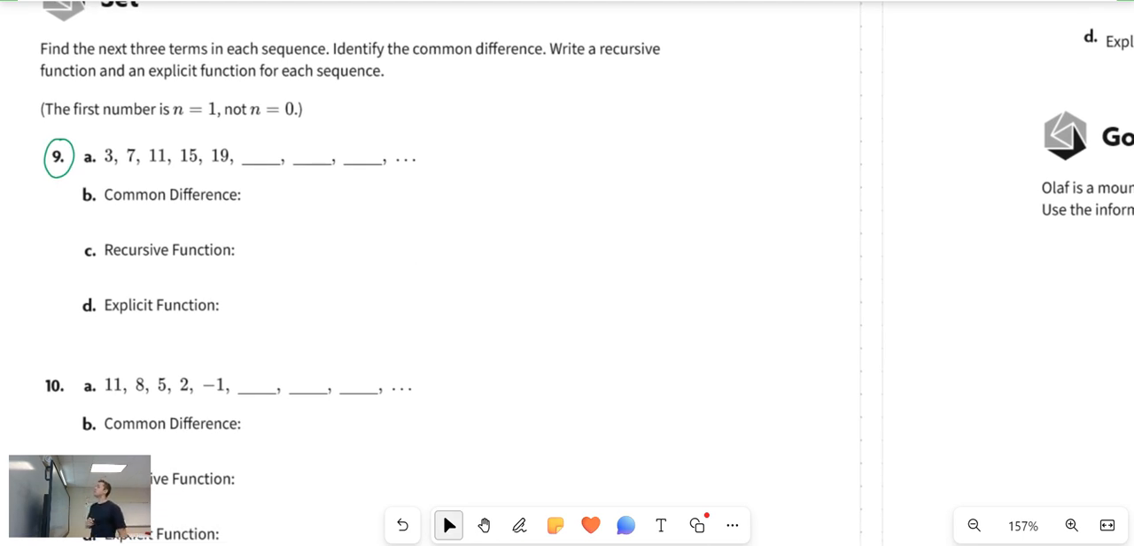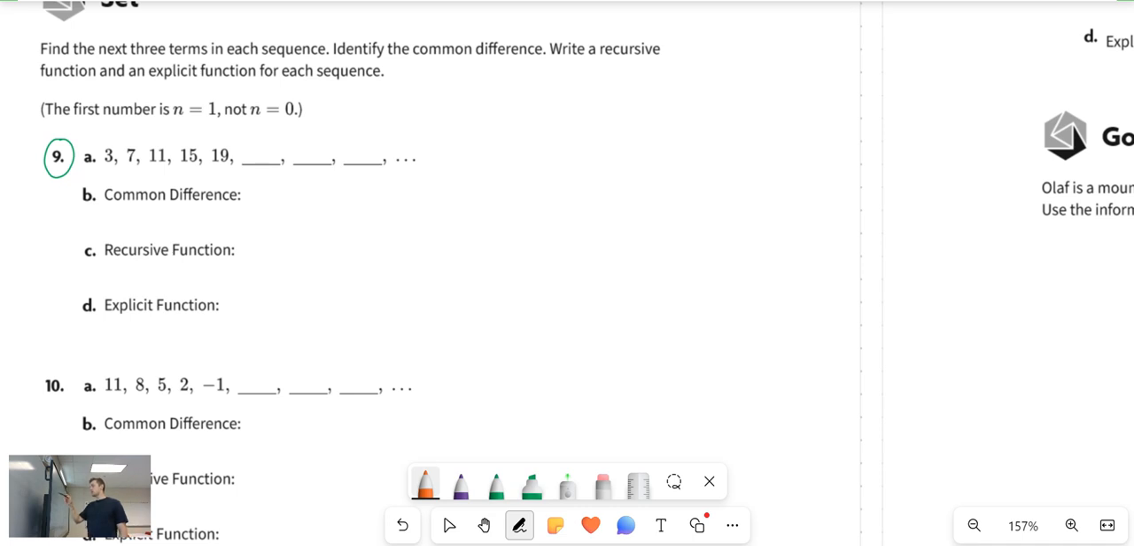All right, the first number is n equals 1, not n equals 0. That's good to know. Find the next 3 terms in each sequence, identify the common difference, and write a recursive function and an explicit function for each sequence. So what are the next 3?